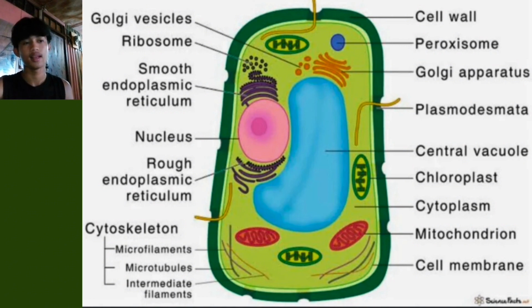Next we have the cytoplasm. Cytoplasm is the gel-like substance within a cell, encompassing all cellular components except the nucleus, where various organelles and cellular activities take place.